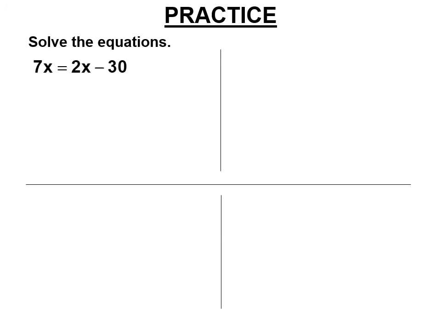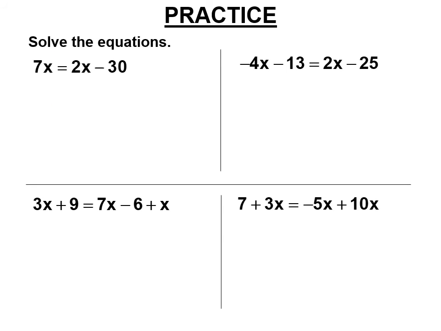All right, so let's practice. Do them all and then check your answers with me. Subtract 2x from both sides. 5x equals negative 30. Divide by 5. X equals negative 6.